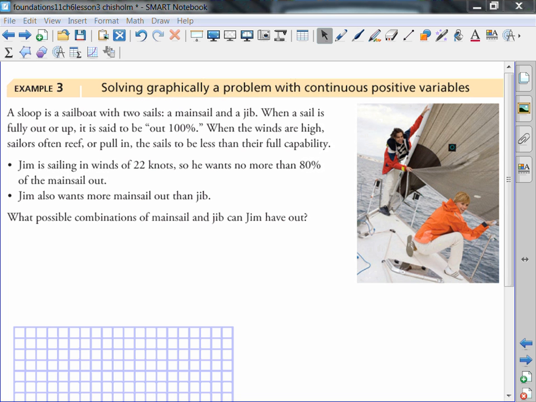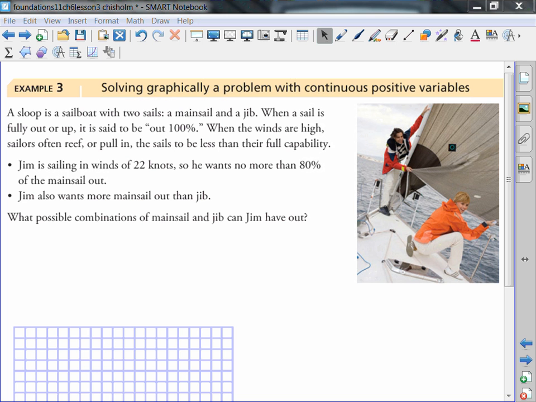That makes sense. When the winds are high, sailors often reef or pull in the sails to be less than their full capability. Otherwise, they might get blown away or blown into the Bermuda Triangle or something. So Jim is out sailing in winds of 22 knots, which are relatively high. So he wants no more than 80% of the mainsail out. So he's going to reef some of the sail in.